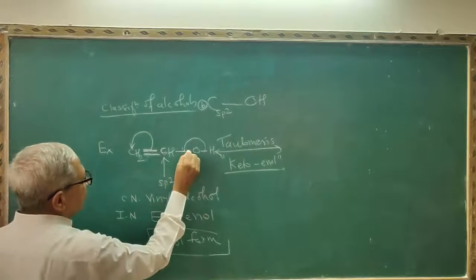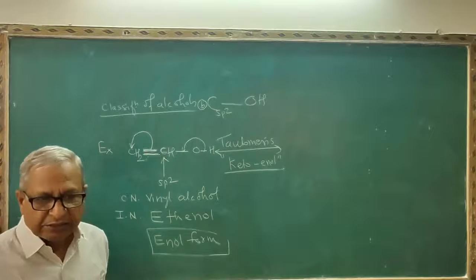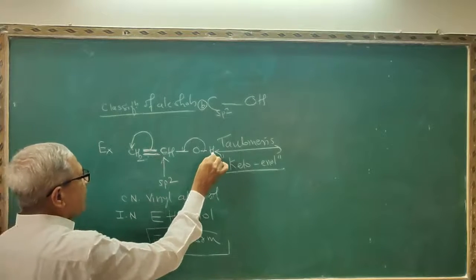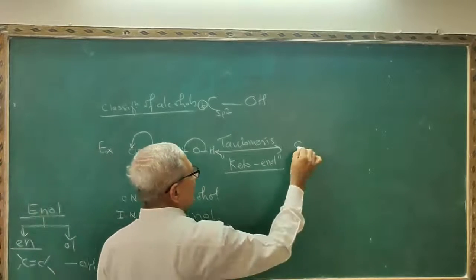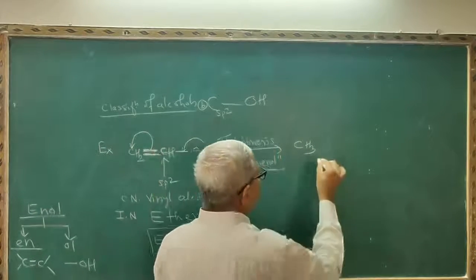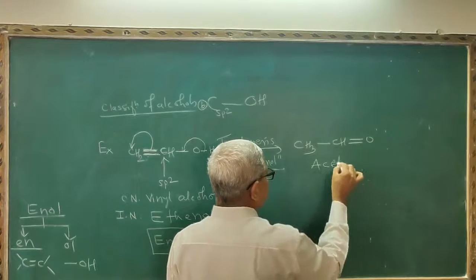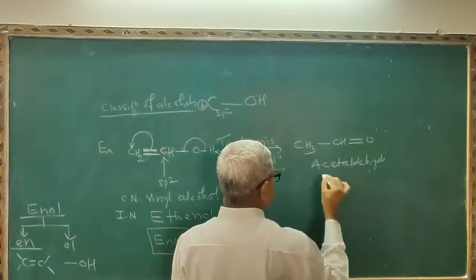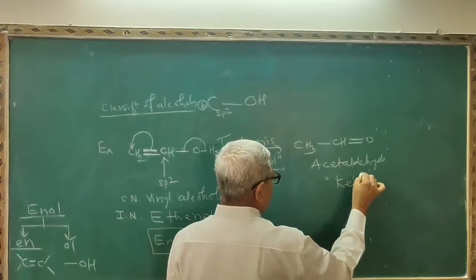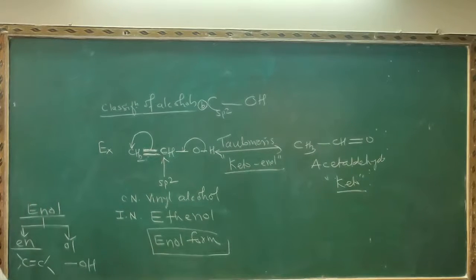See, this single bond will be converted to the double bond, and this double bond will be converted to the single bond, and this hydrogen will migrate from oxygen to the carbon atom of the CH2 group, and CH2 will be converted to CH3, and you will get a structure like this. This is nothing but acetaldehyde. It contains a C=O group, therefore it is called the keto form, and this is your enol form, and this is known as keto-enol tautomerism.